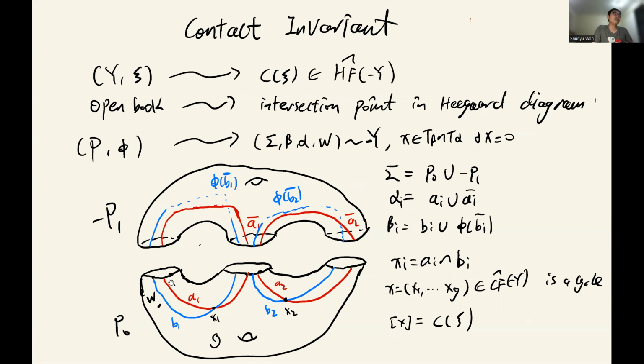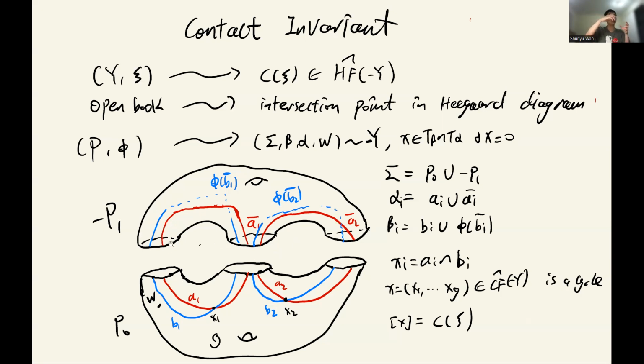So for the alpha and beta curves, we first pick a basis a_i for the page P0. Here is an example with three boundary components. The basis means that if we cut along these curves, we get a disk. So we have a_1, a_2, and the alpha curve has another corresponding a_i bar in the minus P1 page, and we just glue them together.